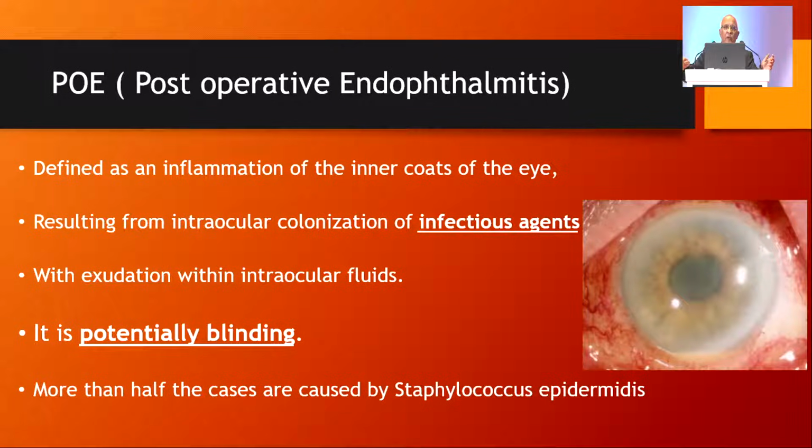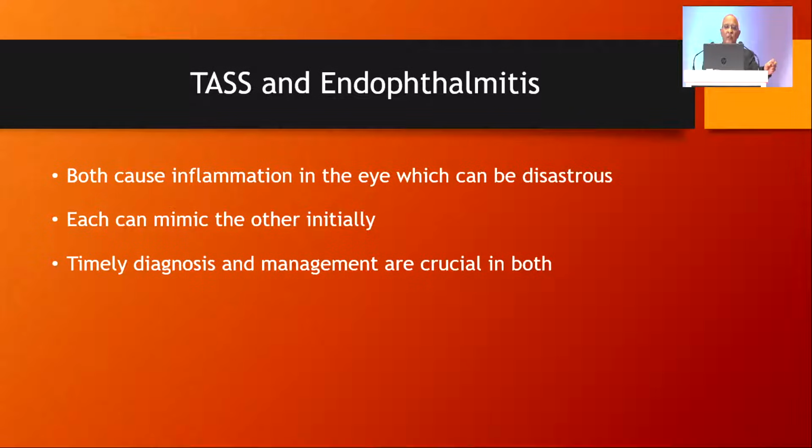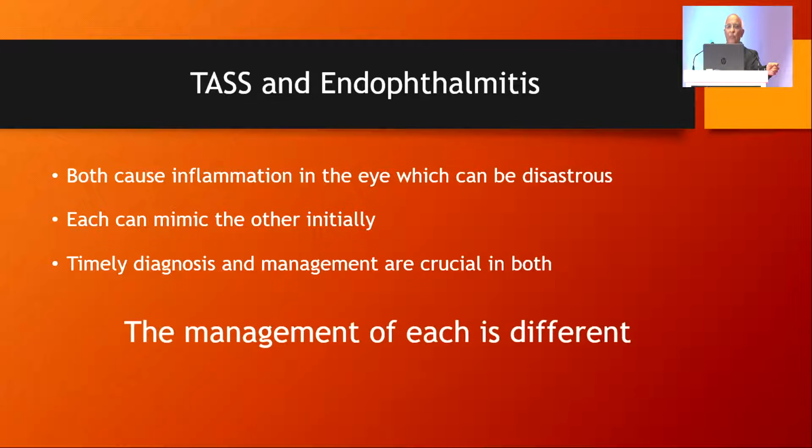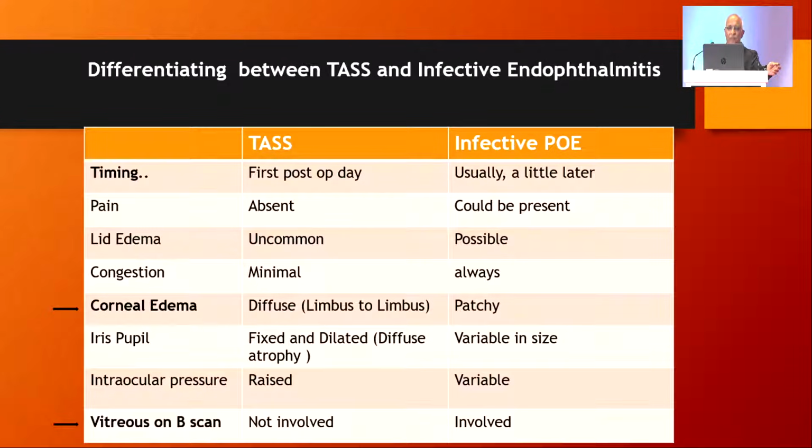So post-operative endophthalmitis, on the other hand, is defined as an inflammation of the inner coats of the eye resulting from intraocular colonization by infectious agents. This is also potentially blinding. More than half the cases are caused by Staphylococcus epidermidis, and because the inflammation in the eye can be disastrous, and because each can mimic the other initially, at least, a timely diagnosis and management are crucial in both, and the management of each is different, and that is why we have to discuss this topic.